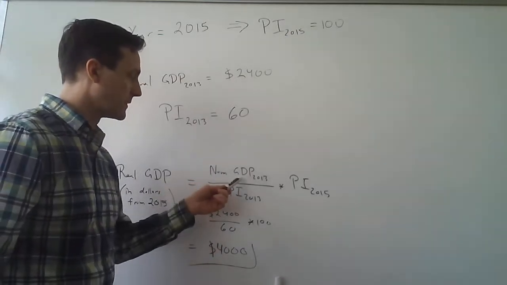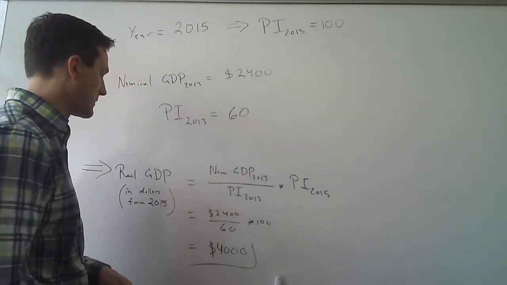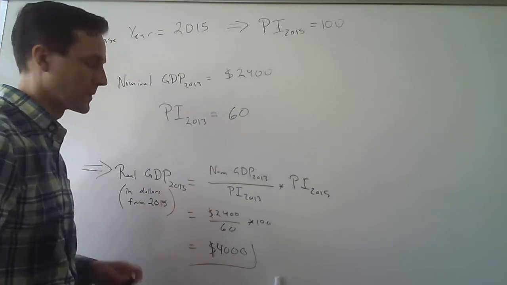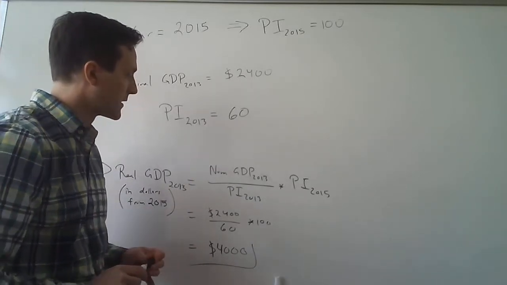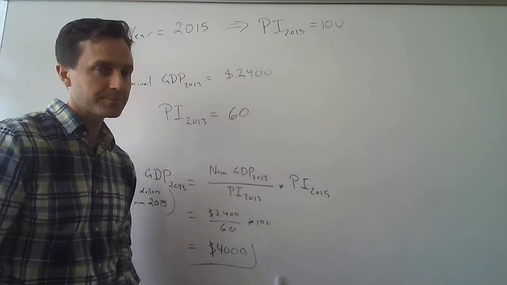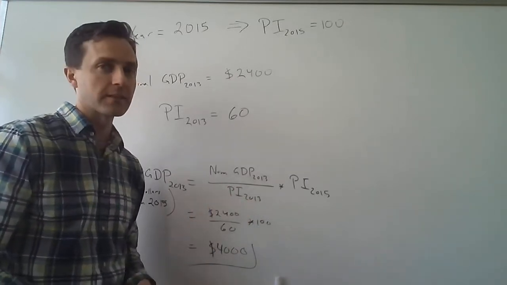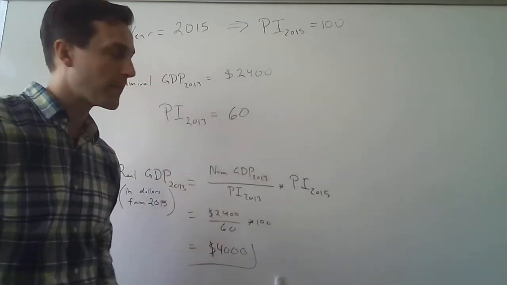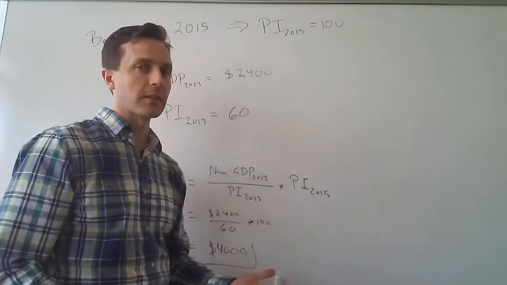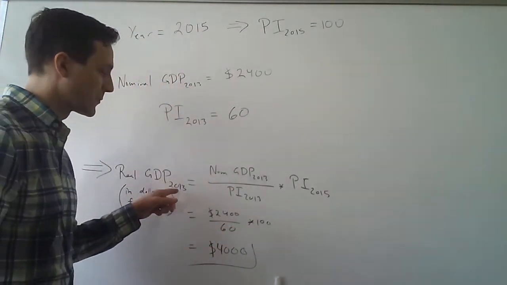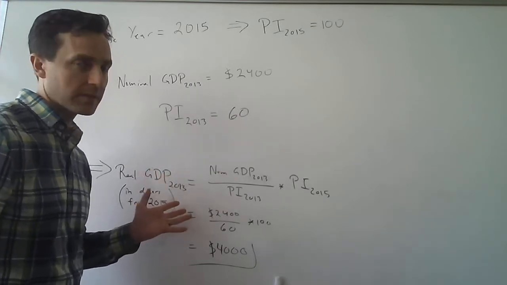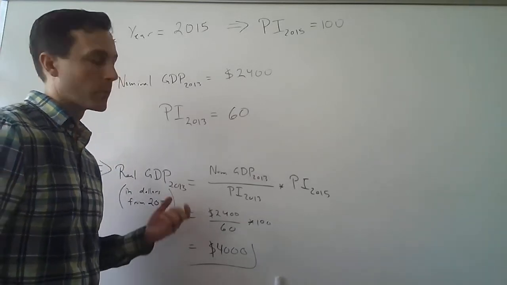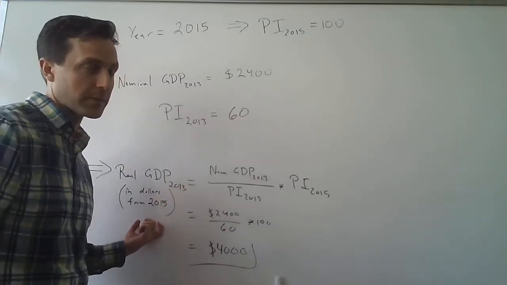So we take nominal GDP from 2013, right? So this is, again, real GDP for the year 2013. It's just denominated in dollars from the year 2015, right? So we take the nominal GDP for the year 2013, and we divide out the prices by dividing by the price index for 2013. And then we compensate for that by multiplying by the prices from 2015, right? So that's how we basically switch from prices from 2013, which is what nominal GDP is, to prices from 2015 in order to get this calculation of real GDP for 2013 denominated in prices from the year 2015.